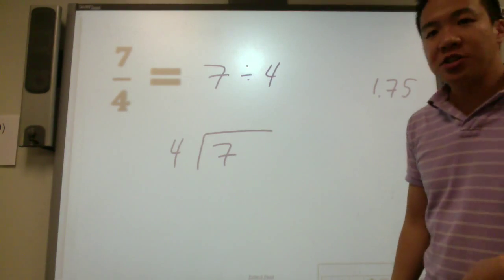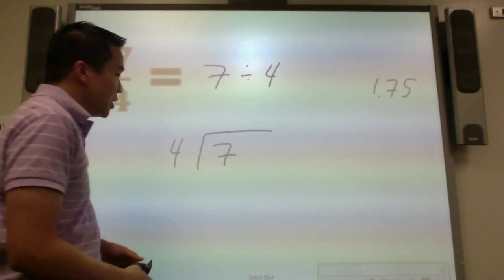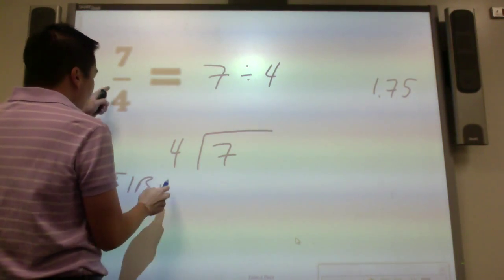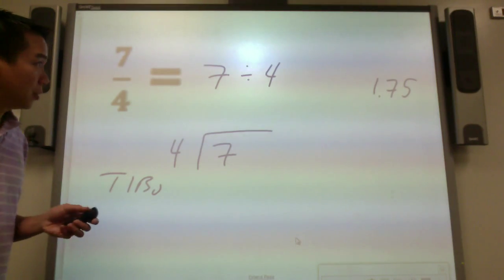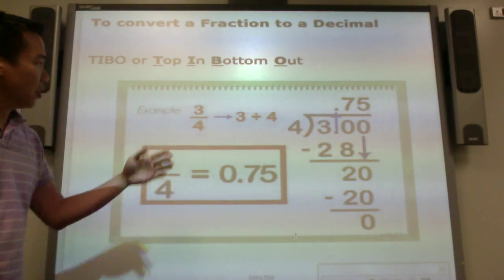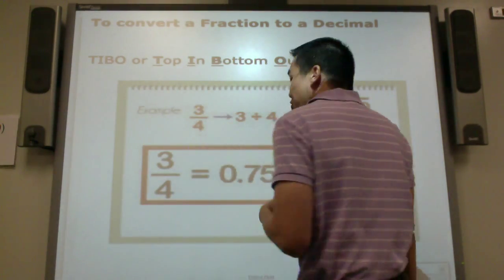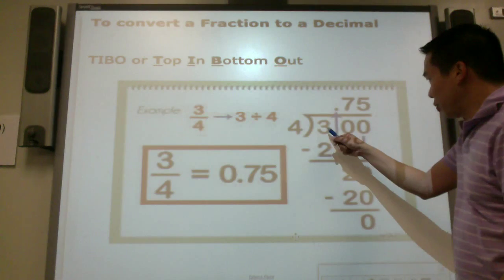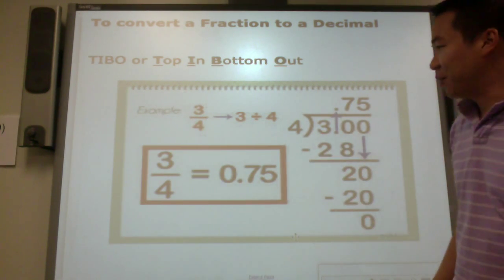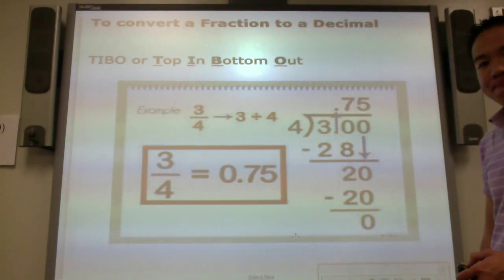Again, if you're having a hard time remembering which number goes inside the division bar, think of tie bow. Top goes in, bottom goes out. For example, you have 3/4. 3/4 can be written as 3 divided by 4. 3 divided into 4 parts. If you divide it, you get 75 hundredths. 3/4 is equal to 75 hundredths.